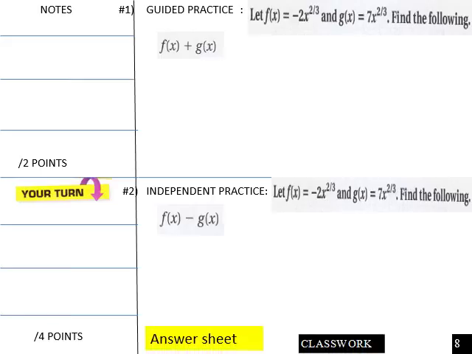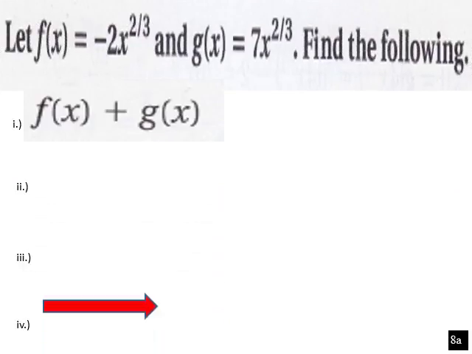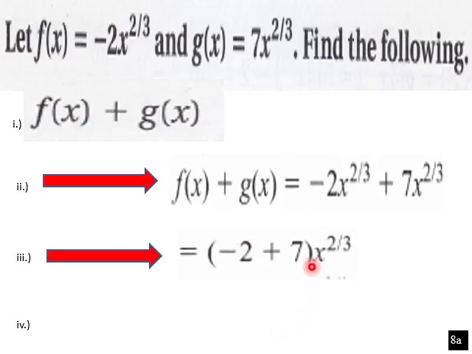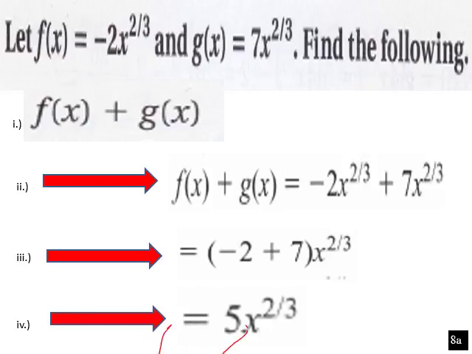Okay, here is a guided practice. Here are our two functions. Find the following. So we're going to add these two. Then students, here's yours down here. You're going to subtract g of x from f of x. So to do our guided practice, we just add these two together, and we put our coefficients within the same bracket, all to the 2/3 power, and we get this expression here.